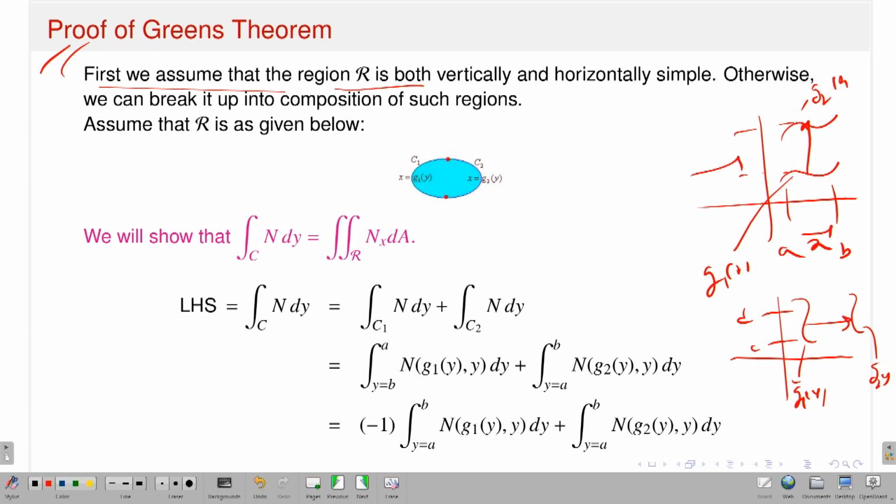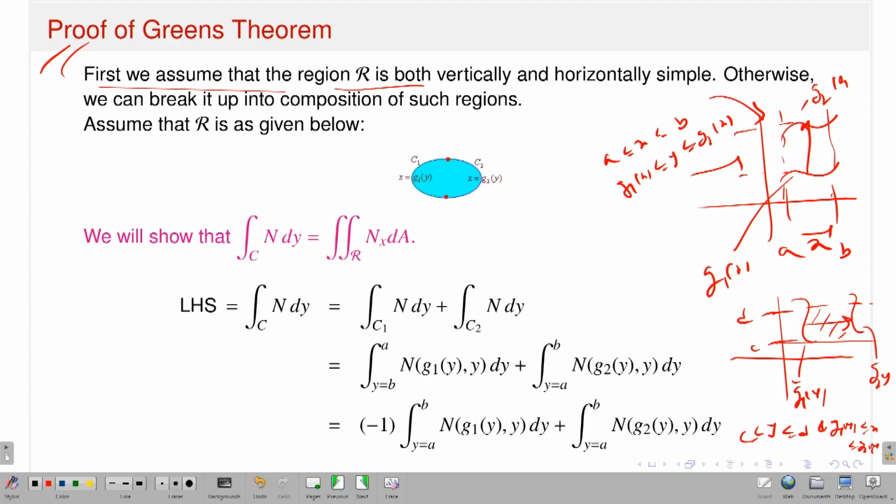In the vertical case, x varies from some fixed number a to b, and y varies from some function of x to some function of x. So I can write it as a ≤ x ≤ b and g1(x) ≤ y ≤ g2(x). This kind of domain is called vertically simple. And what about this kind of domain? This is called horizontally simple. That means here y varies from c to d, and x varies with g1(y) ≤ x ≤ g2(y).